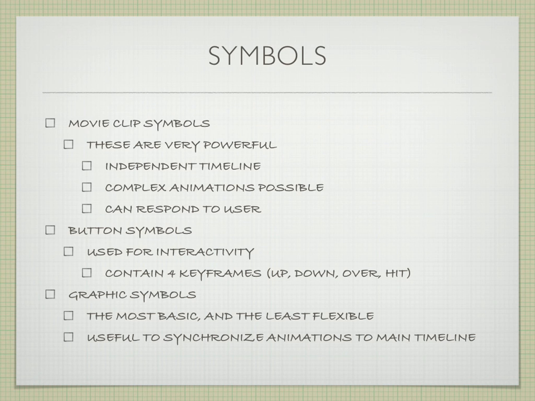Movie clip symbols, button symbols, and graphic symbols each have unique functions, benefits, and limitations. Movie clip symbols are very powerful. They contain an independent timeline. That timeline is independent of the main timeline. You can have two animations going on at the same time, essentially. And movie clip symbols can respond to user input. Button symbols are used for interactivity. Buttons contain 4 keyframes: up, down, over, and hit. And graphic symbols are the most basic. They're probably the least flexible, and they're useful to synchronize animations to the main timeline.